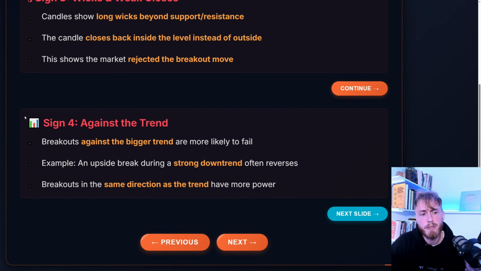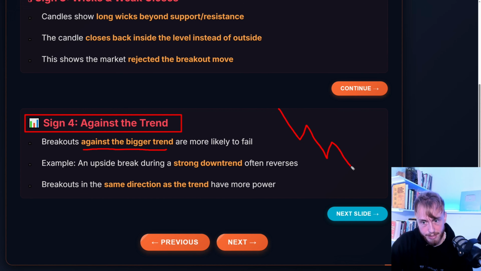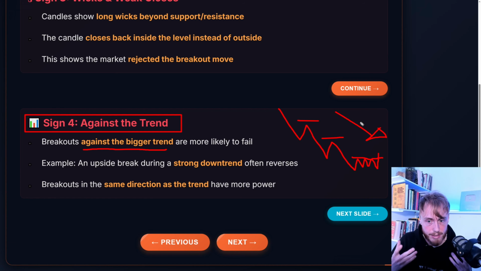Another sign of false breakouts is that if you try to trade breakouts that go against the trend, it's often much harder. So breakouts against the bigger trend are more likely to fail. Let's say that the overall trend here is to the downside, and then we have a range right here. While this can be a breakout to the upside, this might be a reversal. This breakout is more likely to fail because the overall trend is towards the downside. I hope you can get this concept.